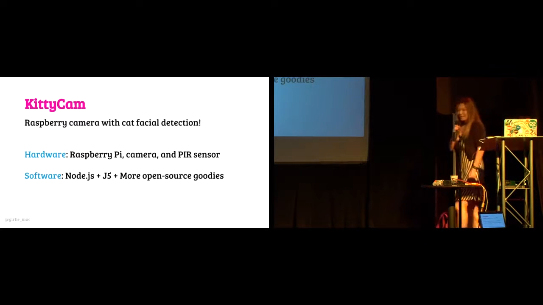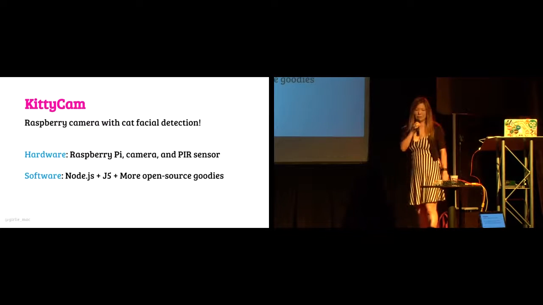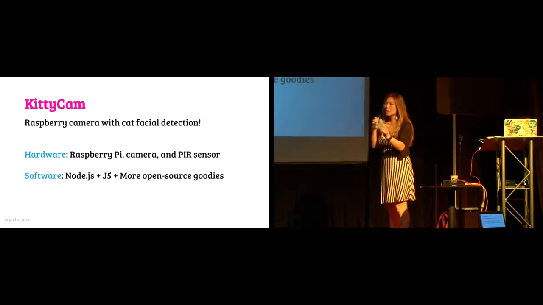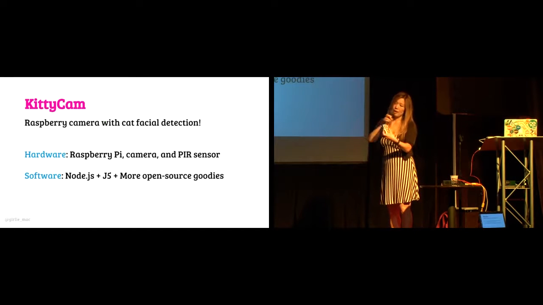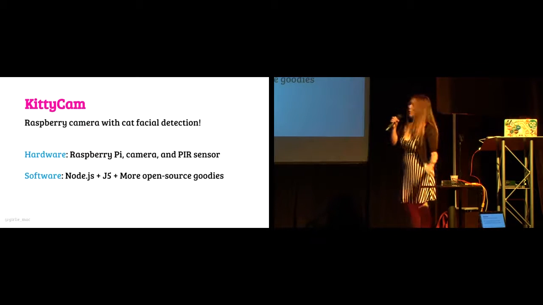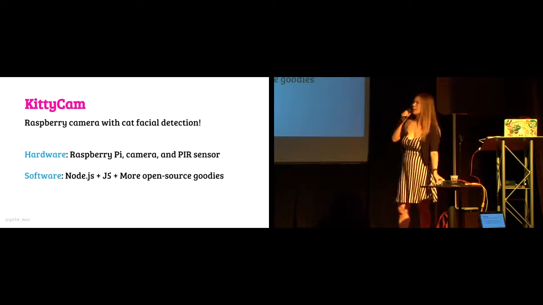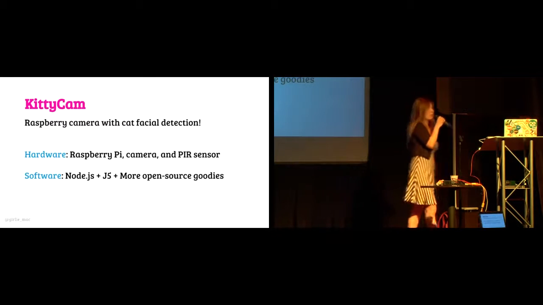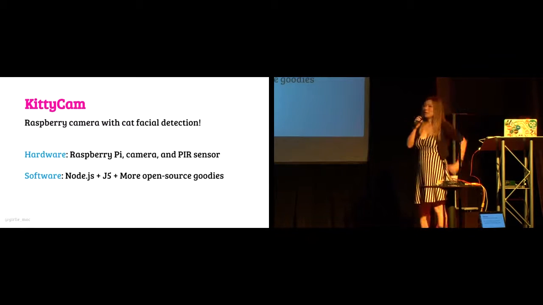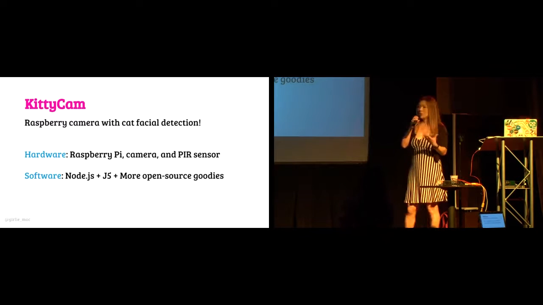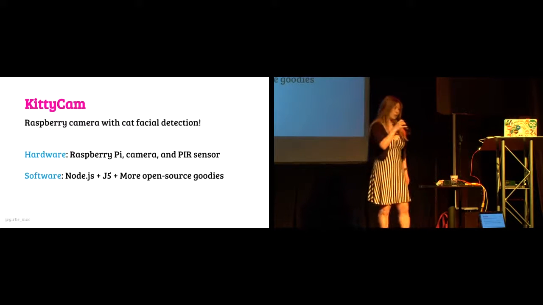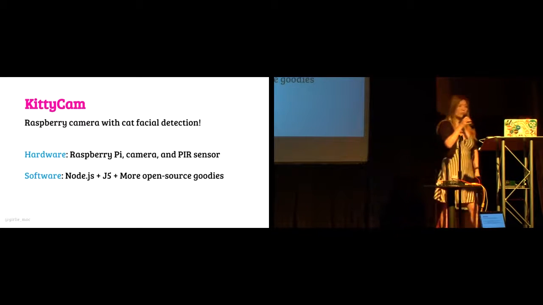So I created this little project called KitCam. This is a Raspberry Pi with a camera here and a PIR sensor here. And on the software side, initially I used a Raspberry Pi 2 because that was the newest at the time. I started this project last year using a regular $25 camera module and a really cheap PIR sensor. And for the software, I use Node.js and Johnny 5 and all other open source goodies.